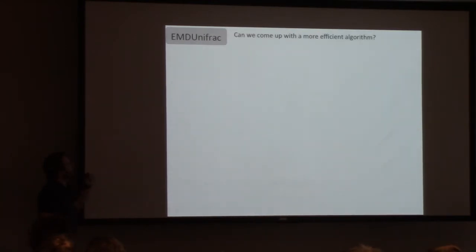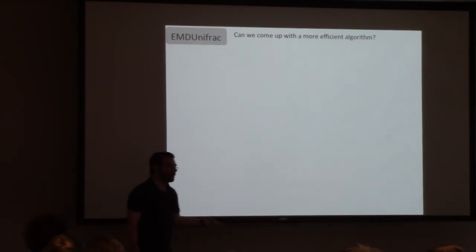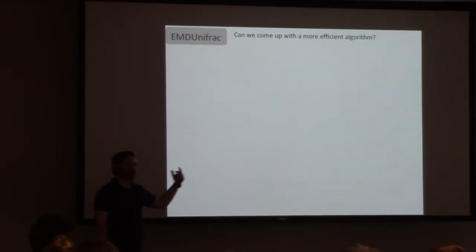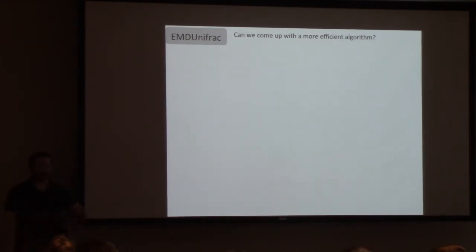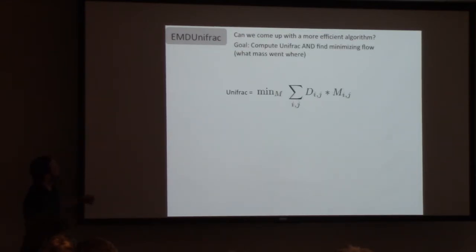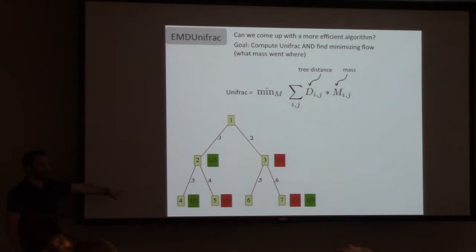Okay. I want to come up with an efficient algorithm to do this. I don't want to be stuck with n squared log n like we saw last time. I want to do this much quicker. Well, thankfully, this is a tree. A tree is a much nicer structure than just an arbitrary graph like a de Bruijn graph. And so computing UniFrac turns out to be ridiculously easy.